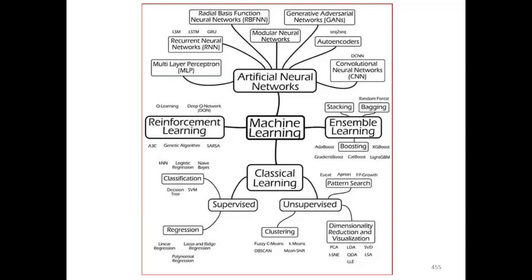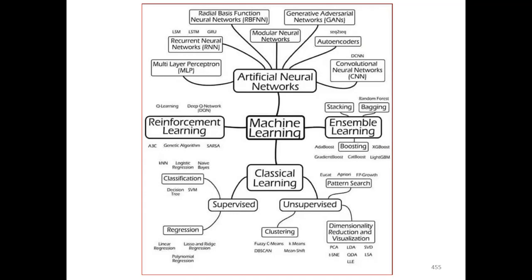If you see this, this image is called a mind map. In artificial neural networks, how many concepts are we studying? See here, multi-layer perceptron, that is called MLP, and recurrent neural networks. There we can see long short-term memory, LSTM, and gated recurrent unit, and autoencoders, and sequence to sequence. Then deep convolutional neural network, that is called CNN, and modular neural networks.